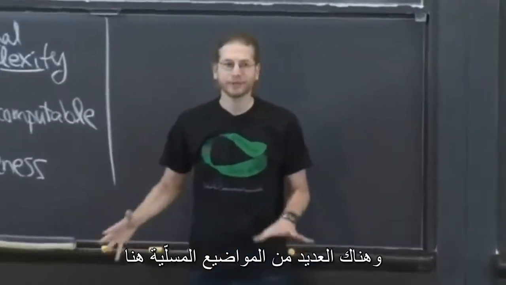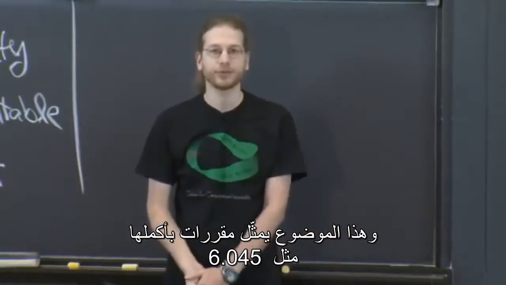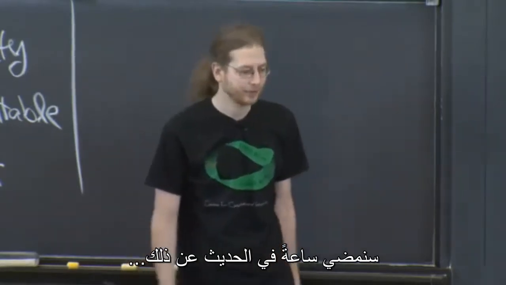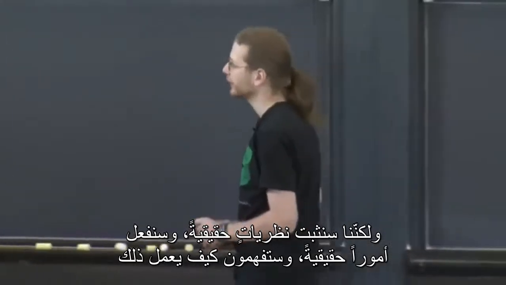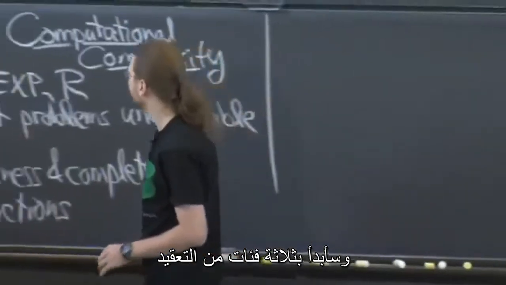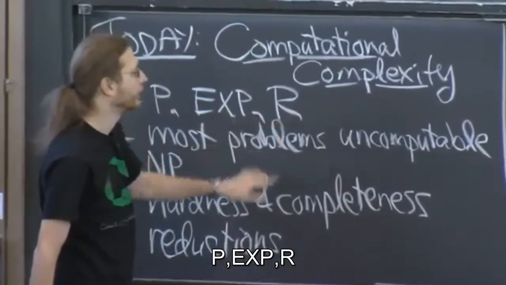And there's a lot of fun topics here. This is the topic of entire classes like 6.045. We're just going to get a 1-hour flavor of it. So think of it as a high-level intro. But we're going to prove real theorems and do real things, and you'll get a sense of how all this works. So I'm going to start out with 3 complexity classes, P, EXP, and R.